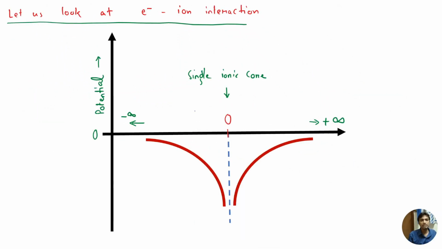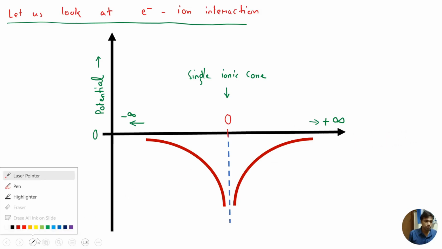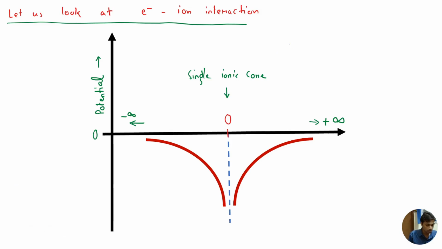Before going into detail, let us first look at how a single electron will behave with a single ionic core. Here at the center, what I have shown you is the location of the ionic core. When the electron is very far away, how will an electron interact with an ionic core? You can answer this, right? The ion is basically a positively charged particle. How will they interact?